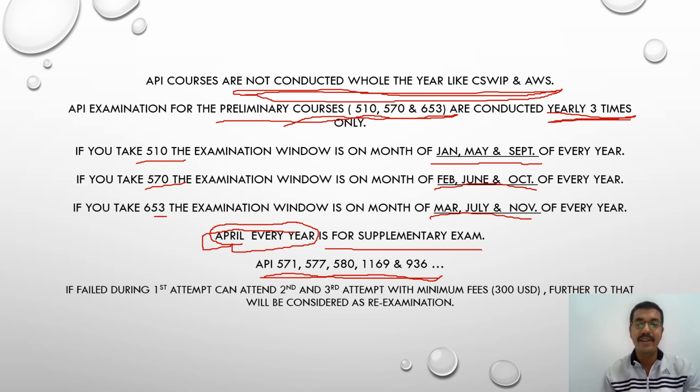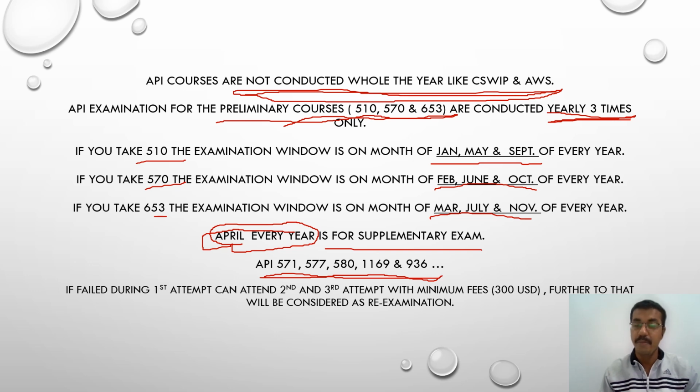It will only happen in January, May and September. If you apply for January, you sit in the exam in January, and you do not succeed in the exam, then you can go for the next exam in May only. You cannot go for February, March or April. Okay. So similarly, for 570 it is February, June and October, and for 653 it is March, July and November.